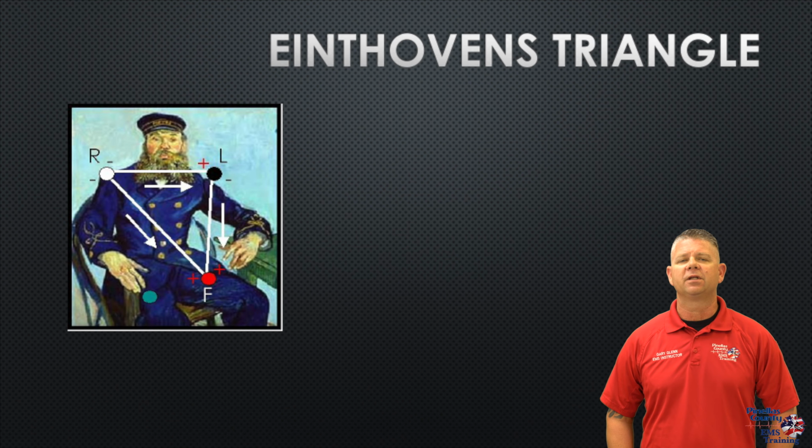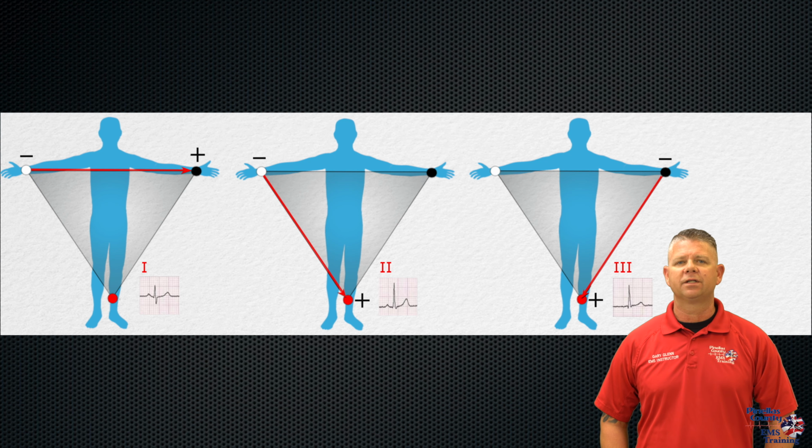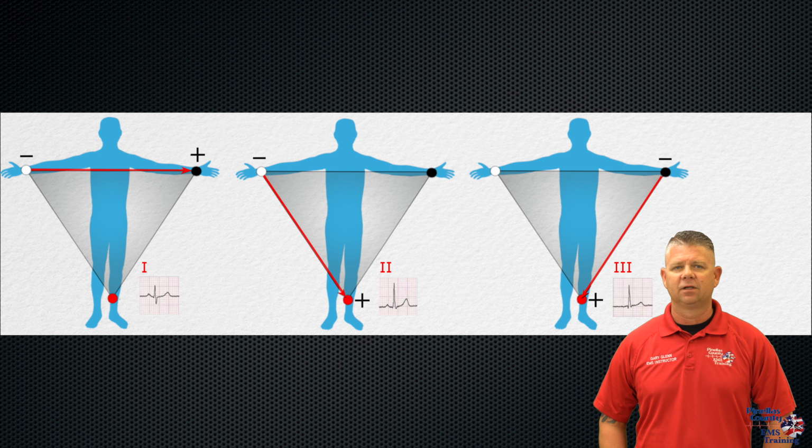All right, let's look at some of the leads of the heart and what they're looking at, and a term that's called Einthoven's triangle. This makes up leads 1, 2, and 3. This is used to determine axis deviation. Lead 1, conduction moves from the right arm to the left arm, views the left side of the heart. Should be a positive deflection in lead 1.